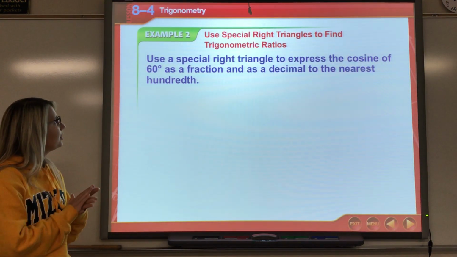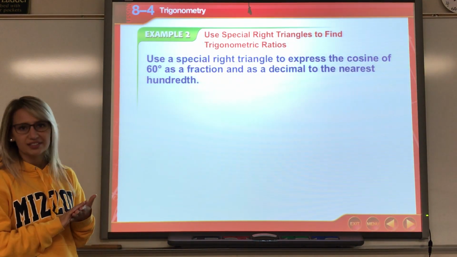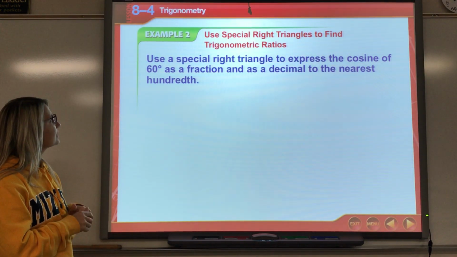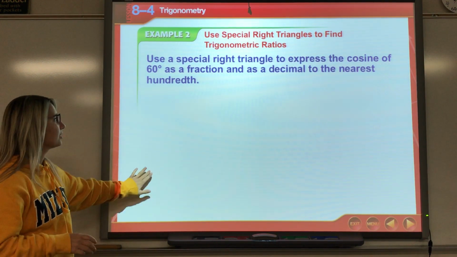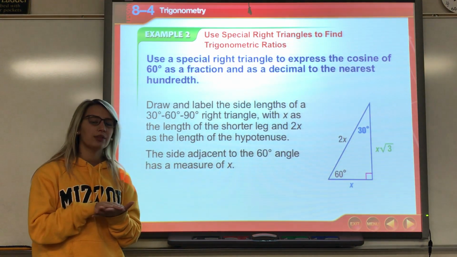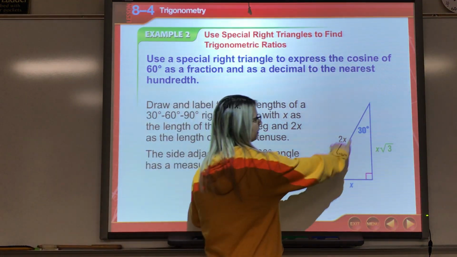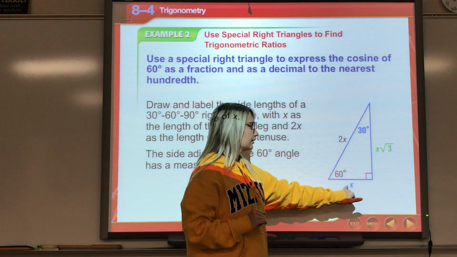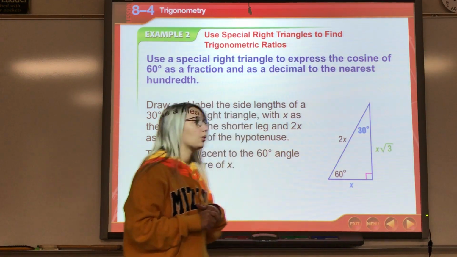Okay, so now we're going to use the special right triangles that we did earlier in this chapter at some point. So we have to express the cosine of 60 degrees as a fraction and as a decimal to the nearest hundredth. So first, let's draw a triangle. Okay, and we're going to plug in those numbers that we know about the special triangles. So if this is our 30-degree angle and here's our 60-degree angle, our short side is x, our long side was x square root of 3, and then the hypotenuse was 2x, remember?